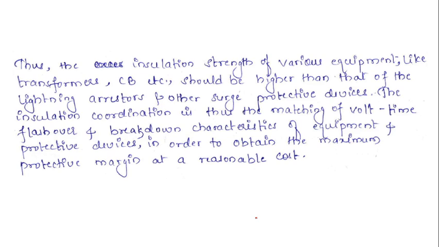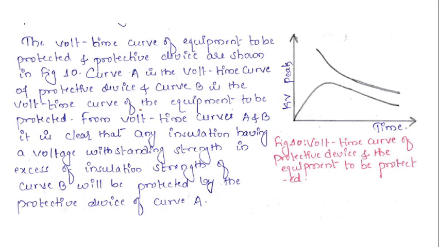Here we need to understand the point: the insulation strength of various equipment, that is with respect to the transformer, circuit breaker, whatever we have, should be better compared to the protective devices such as lightning arresters and other surge protective devices. Because as and when a surge strikes, these lightning arresters let the surges pass through these protective devices rather than through equipment like a transformer, generator, circuit breaker, etc.